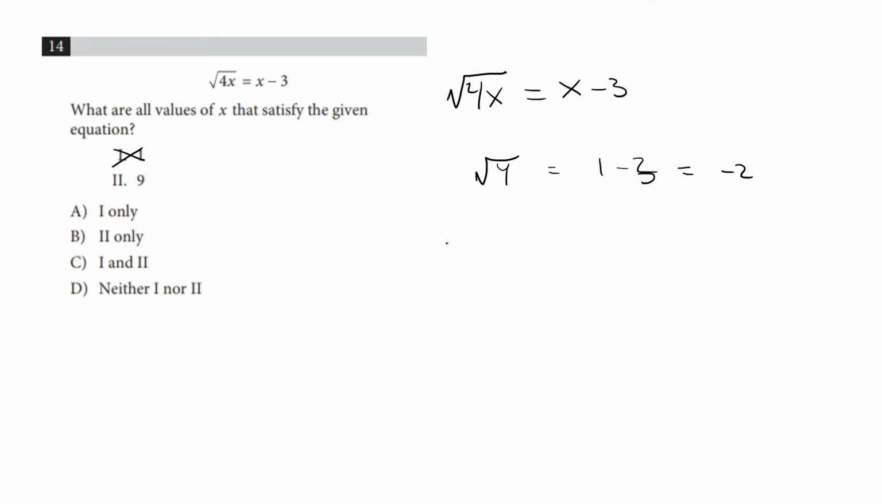Now let's see for 9, just double check. 4 times 9 is 36. First, see, 9 minus 3, 6, right? So square root of 36 is equal to 6, which is true. This is valid. So 6 is equal to 6. So we know that 9 is the answer. Alright, so keep in mind, negative answers are not accepted in the SAT as a result of a square root, right? So square root of 4 is only 2, not negative 2.